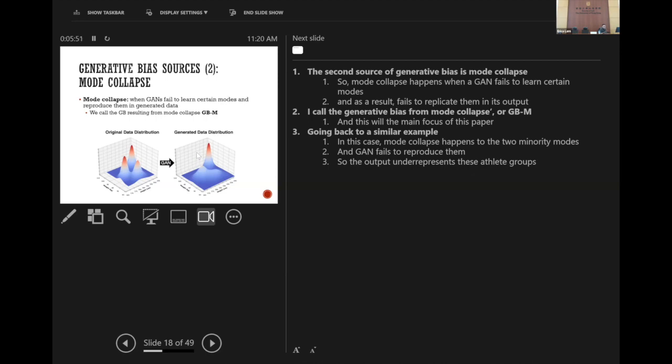But there's a second source of generative bias, which is from mode collapse. Mode collapse happens when the GAN fails to learn certain modes or patterns. As a result, it also fails to produce them in its output. I will call the generative bias from mode collapse GBM for short. And this will be the main focus of the rest of the paper. So again, coming back to this similar example, in this case, mode collapse happened to two of these minority modes. As a result, GAN also failed to replicate them in the output. And what happens is the output underrepresents these associated athlete groups.